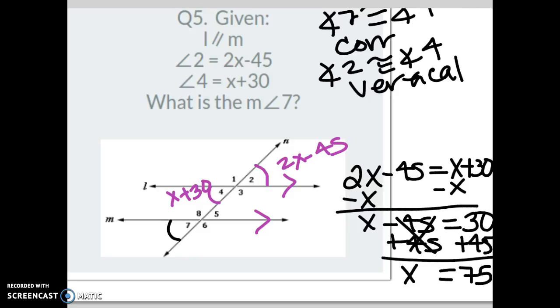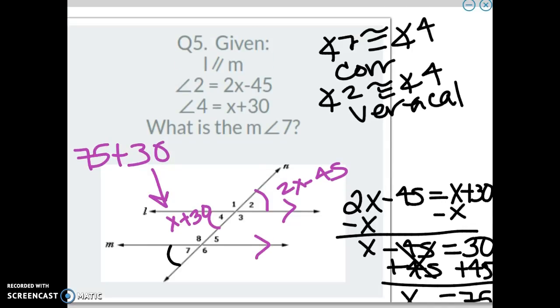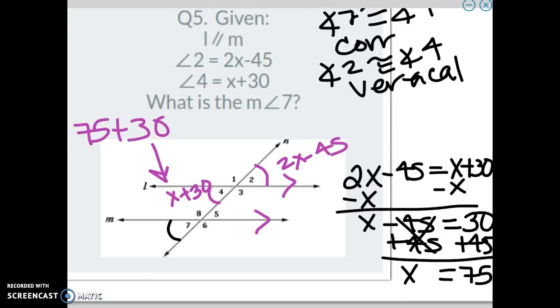Is 75 my answer? No, 75 is what x is. The question is asking me, what is the measure of angle 7? So now I'm going to take that 75 and add it to 30. Why am I doing that? Because that is the equation for 4. And 4, as you recall, we said is congruent to angle 7. So 75 plus 30 is 105. So the measure of angle 7 is 105 degrees.